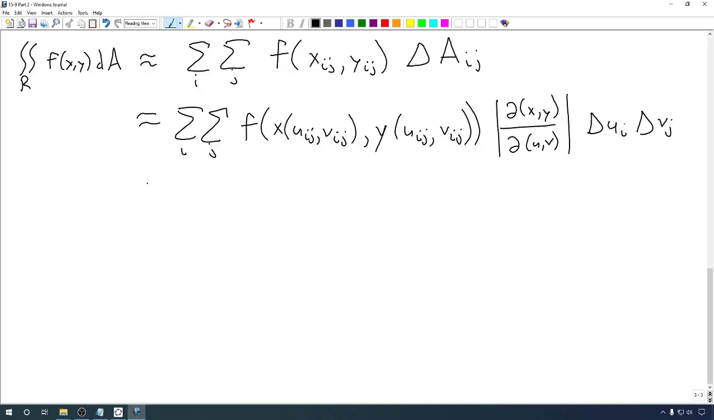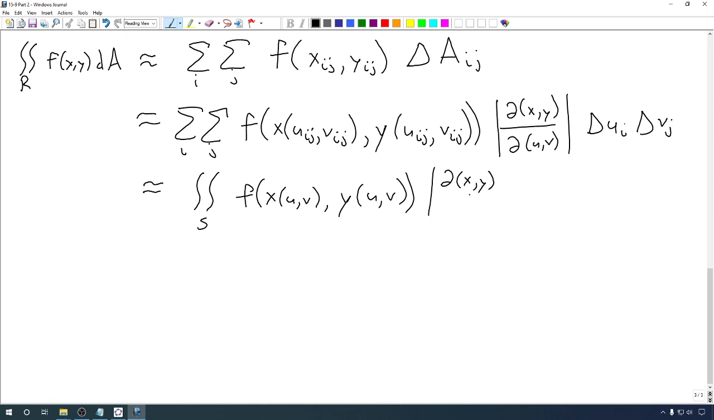And then once we've done that, we can essentially turn this into a double integral. As we take our limit, we end up with f of x of uv, y of uv. This Jacobian actually stays as it is. And then these turn into a du and a dv. Of course, we'll have to eventually determine our limits for ourselves. And I've written this as an approximation, but it can be proven that under certain conditions, this is actually an equality.